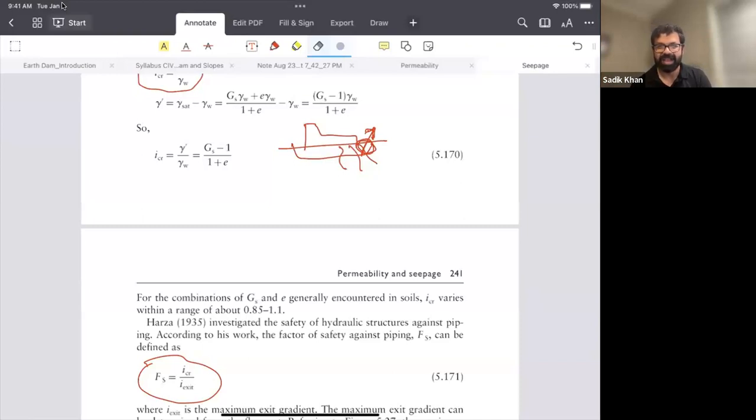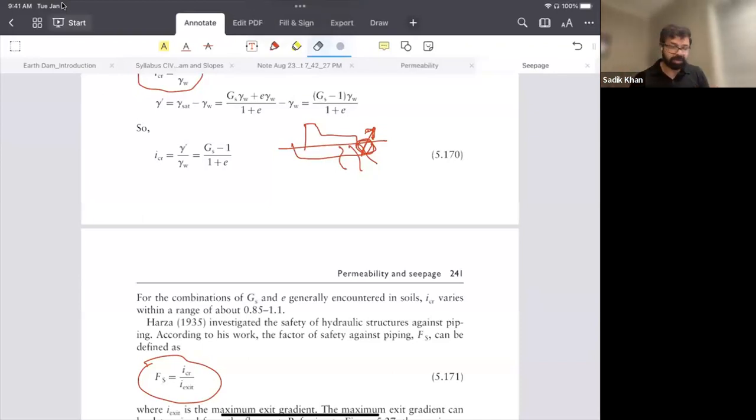Anyway, so that's that. We should discuss that later. It's not our target today. Our primary target is to discuss the factor of safety against piping.